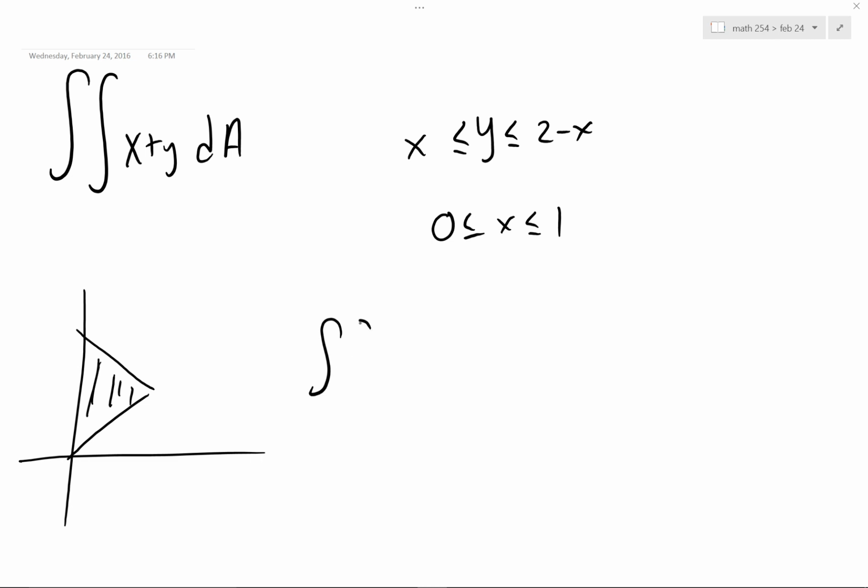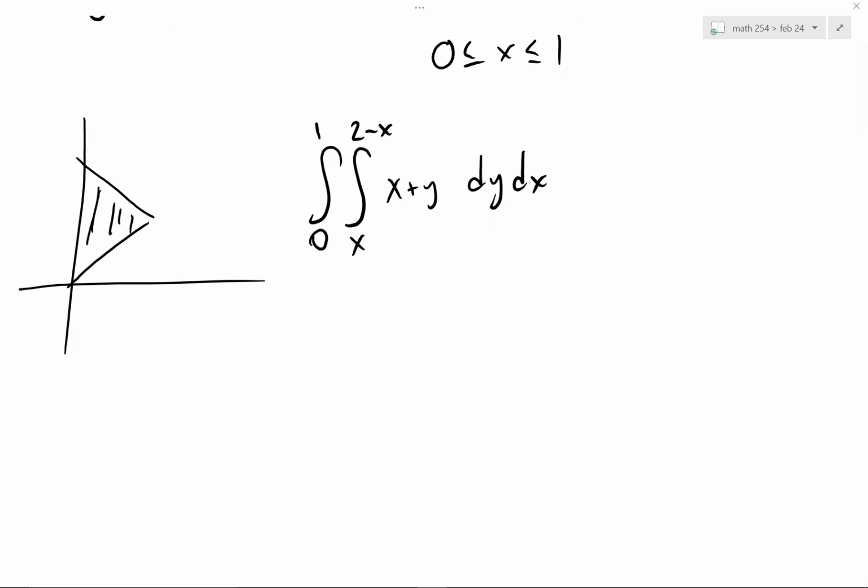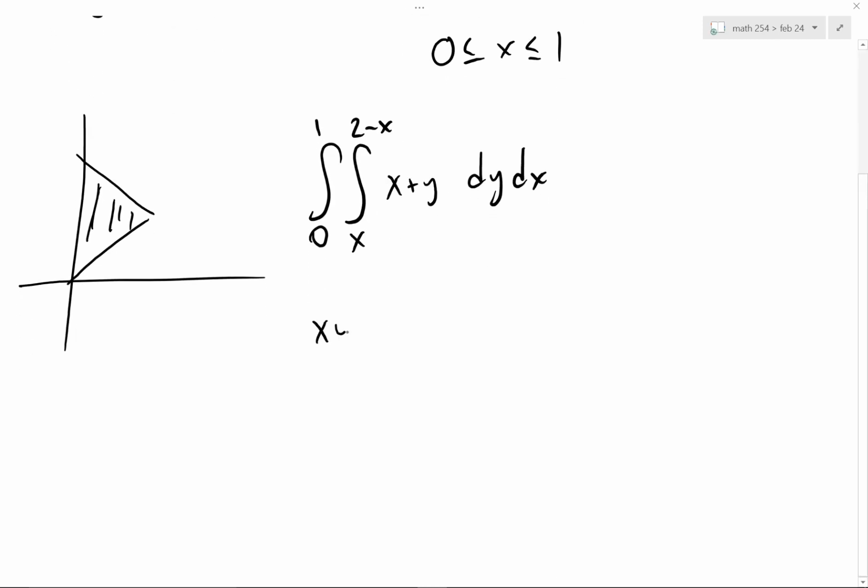All right, so let's try this. From x to 2 minus x, x plus y, 0 to 1. All right, so xy plus y squared over 2, something along those lines, yes?